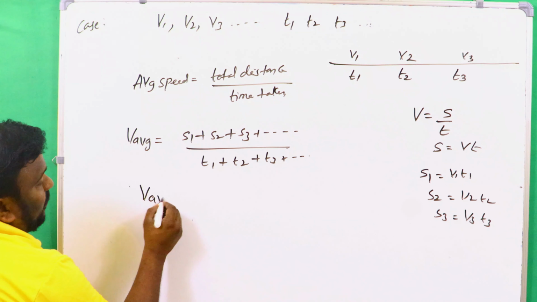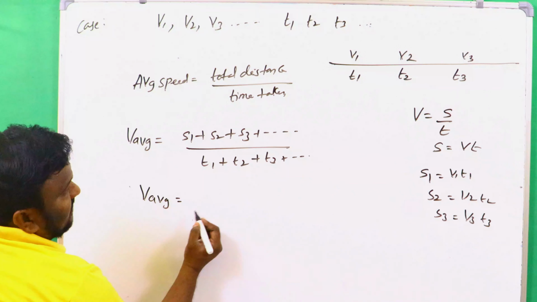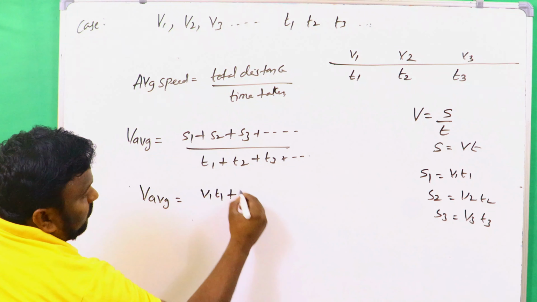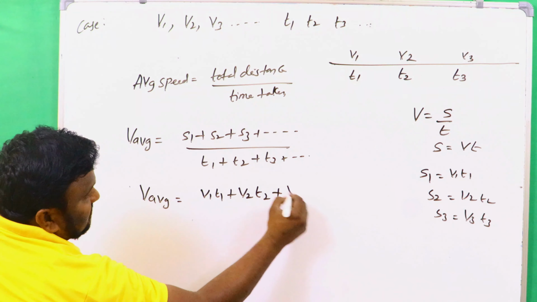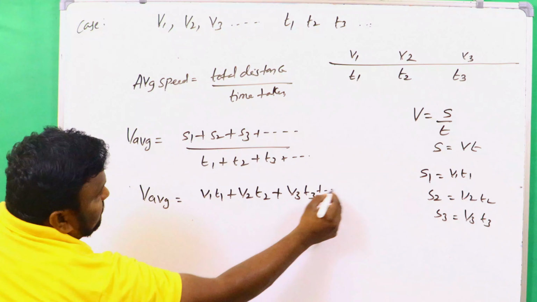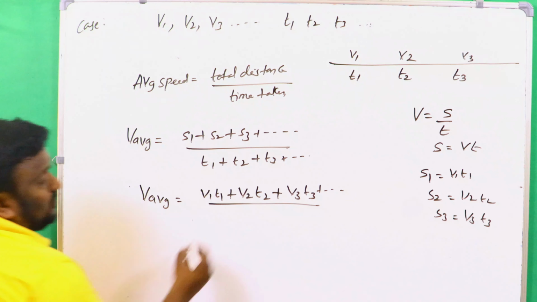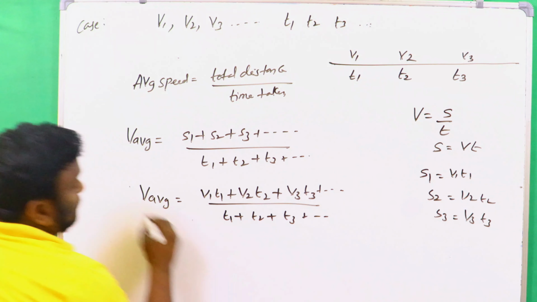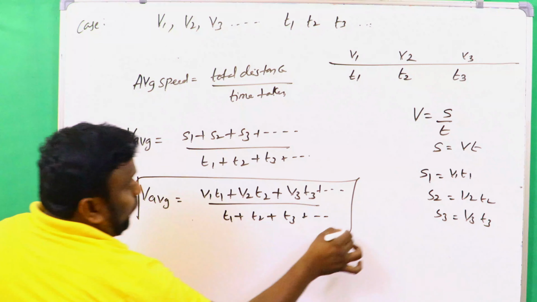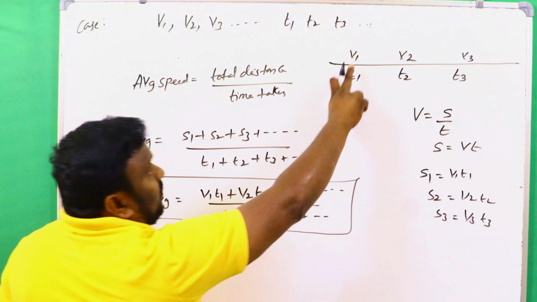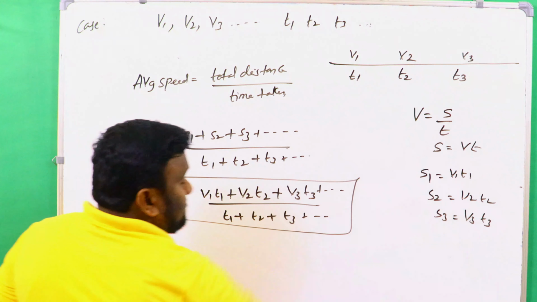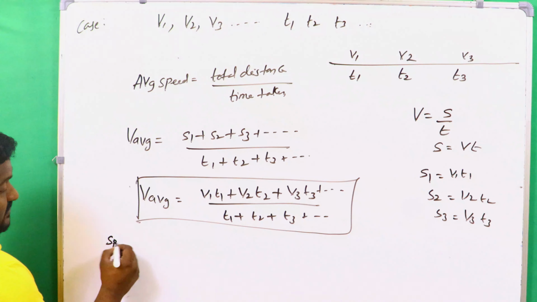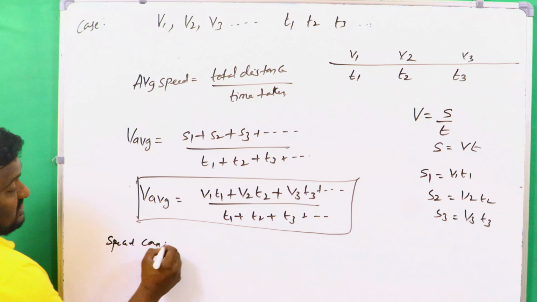Now V average is equal to, here S1 is V1 T1 plus S2 is V2 T2 plus V3 T3 and so on by T1 plus T2 plus T3 and so on. So this is the formula you have to use when it is given only in terms of velocities, speeds and time. Clear? So we have a special case here.